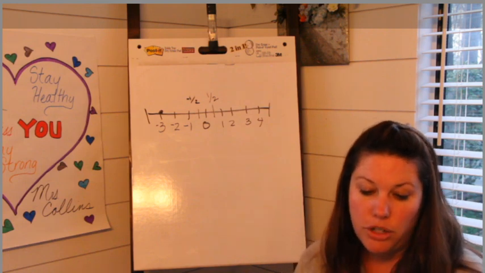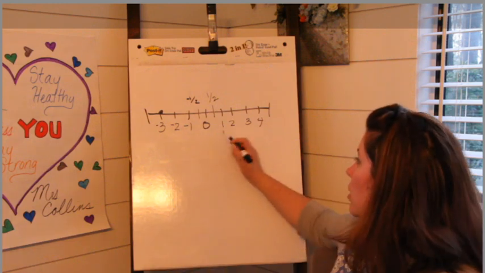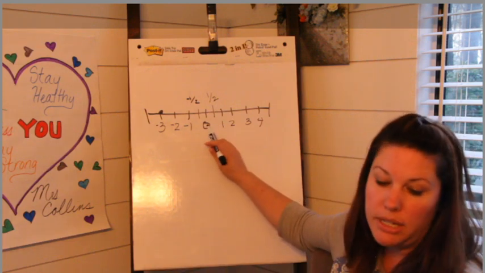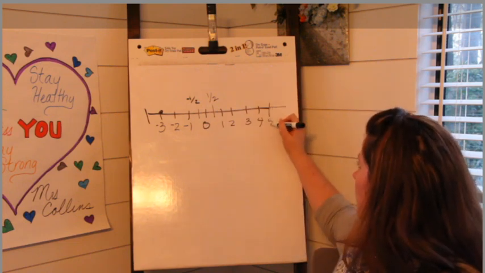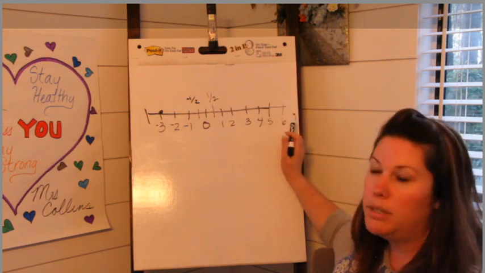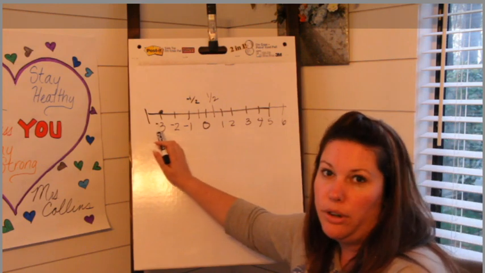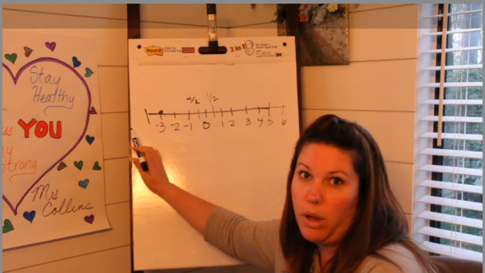Okay, question number 4 says, Brett writes a number that is the same distance from 0 as 6 on the number line, but in the opposite direction. So what number did Brett write? It's the same distance from 0 as 6. So if we continue, this is 5, and we bring this to 6, it's the same distance, but in the opposite direction. So the opposite direction would have to go this way, but it would have to be 6 spaces this way. So what number would that be?